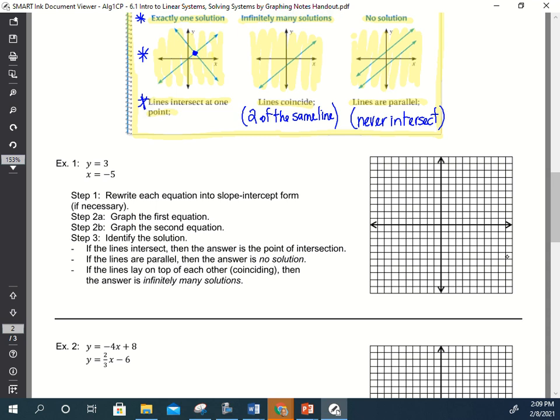So let's graph. So we are given two equations. We're going to graph them and see what the solution is. So first step is to rewrite the equation into slope-intercept form if necessary. So that means put it as y equals mx plus b. If we need to. In this case, we don't need to.